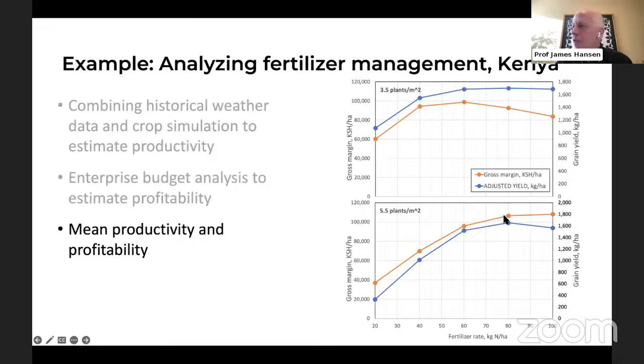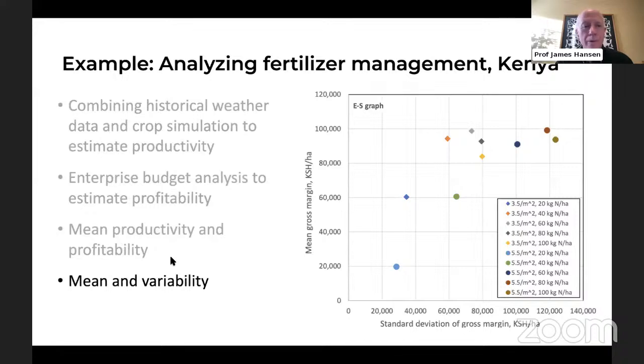But profitability, the orange line, gross margin, now shows a decrease at higher fertilizer rates. And so with this information, we can identify the management option that maximizes expected profitability. But you recall that we said that average is not the only important consideration. The variability is also important.